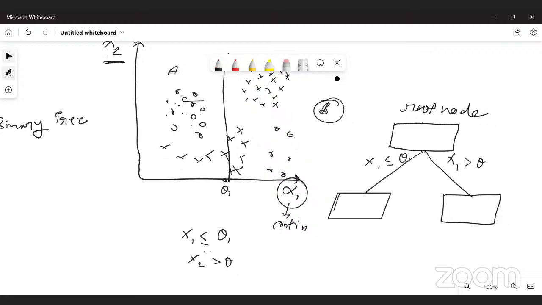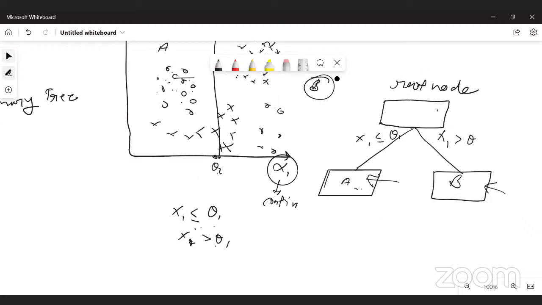Now we have split our data set into two parts. Let's say this is A part and this is B part. Every point for which x1 is less than theta 1 goes to region A, and all the data points for which x1 is greater than theta 1 belong to B. So we have divided our input space into two parts, region A and region B.